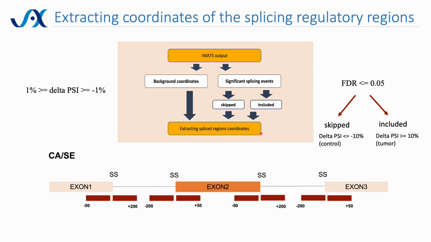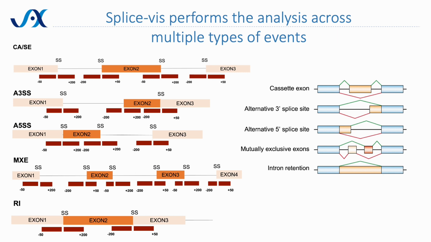After we filter the splicing events, we select the regions where the RNA binding motifs need to be identified. We excluded the splice site regions as they might bind too many proteins, but we select the regions around them. There are different types of splicing events, and for each type, the pipeline selects a different set of coordinates.